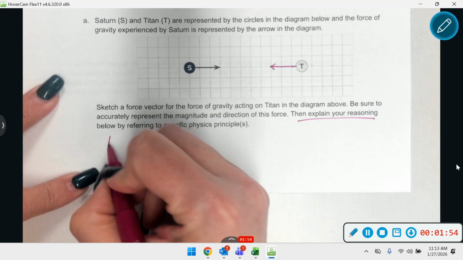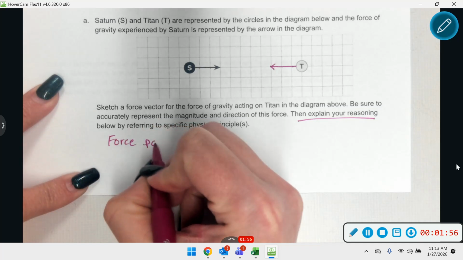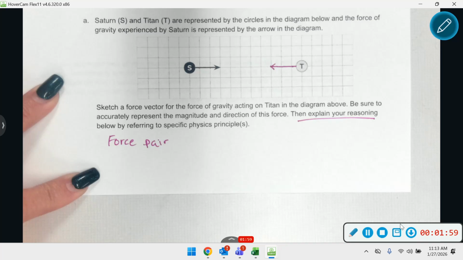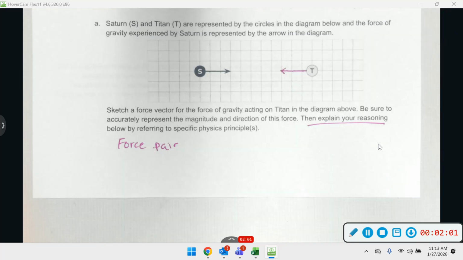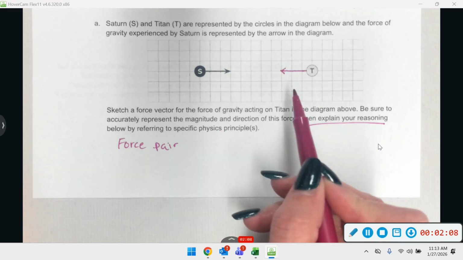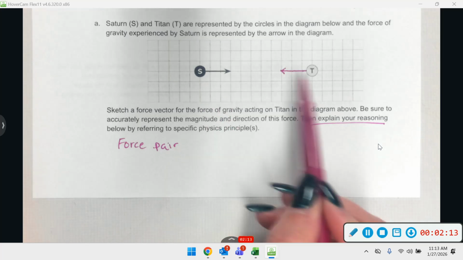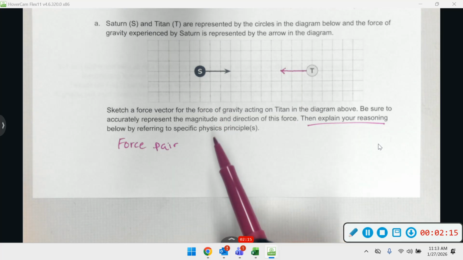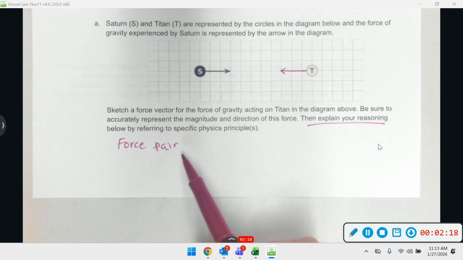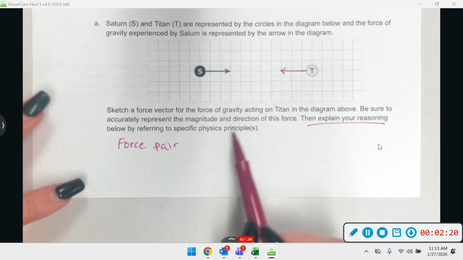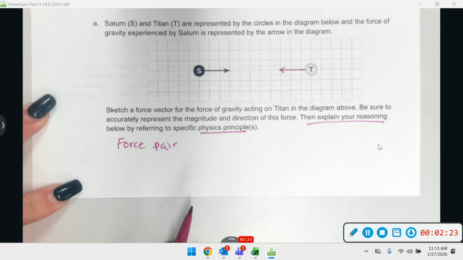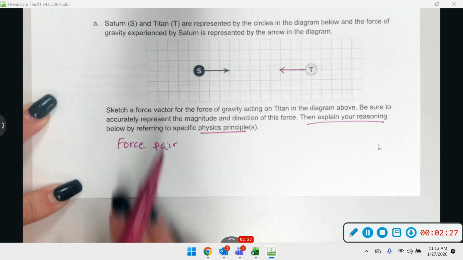In terms of the explanation, because it says to accurately represent it and then explain your reasoning, this is a force pair. According to Newton's third law, for every action there is an equal and opposite reaction. And so even though these objects have different masses, the force of gravity is a force pair. Saturn pulls on Titan, Titan pulls on Saturn. So that is your reasoning. Force pair, Newton's third law, something like that. That's the specific physics principle that it wants, that you state that this is a force pair, and so the forces are equal and opposite to each other.